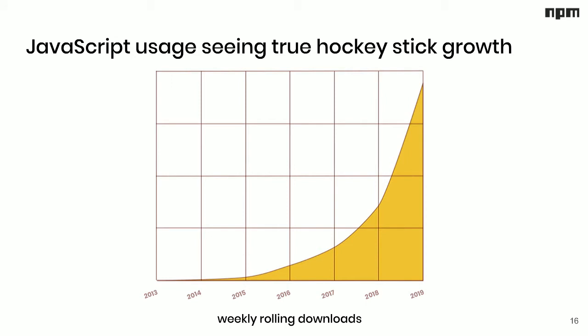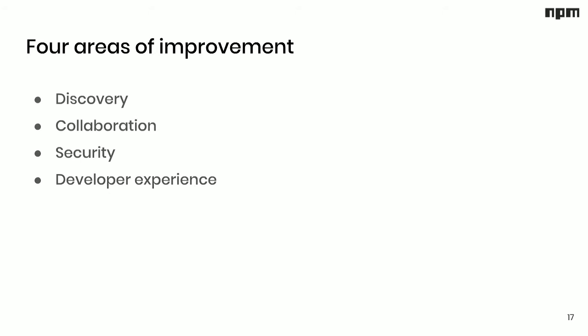And JavaScript as a language is continuing to grow very rapidly. The ecosystem as a whole is growing more rapidly than the next several most popular ecosystems combined. And we don't really see this growth slowing anytime soon. So with this great popularity comes a great responsibility to make sure that the NPM ecosystem is as good as it possibly can be. And so these are 4 areas that we're actively looking to make better. And I want to talk about each one of them briefly. And so the 4 areas are discovery, collaboration, security, and the developer experience.